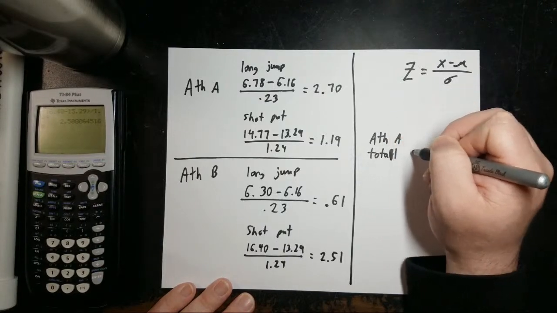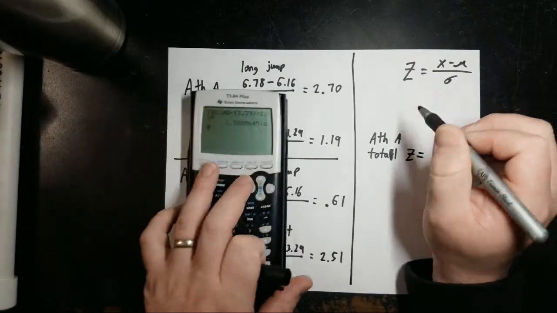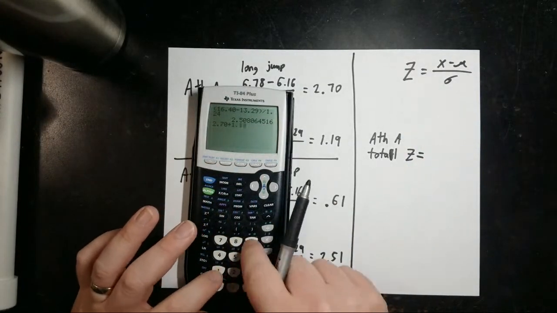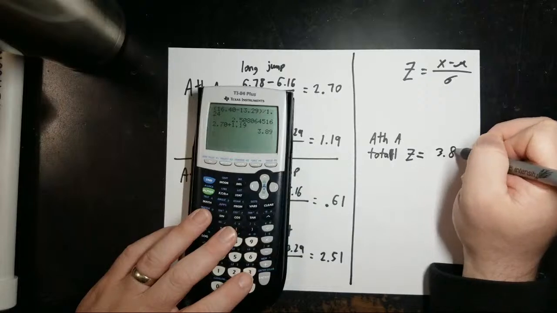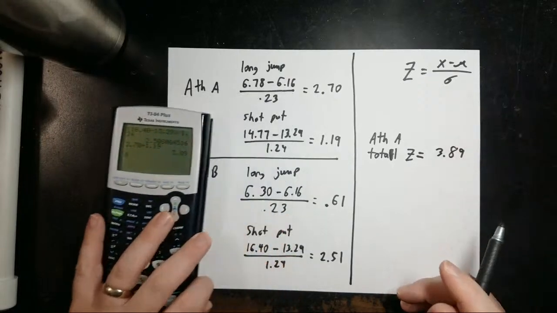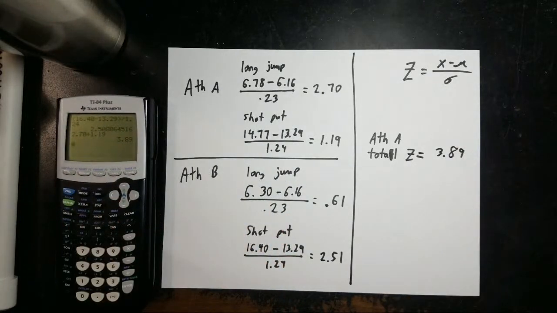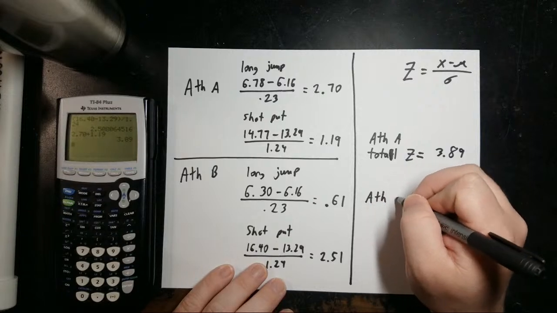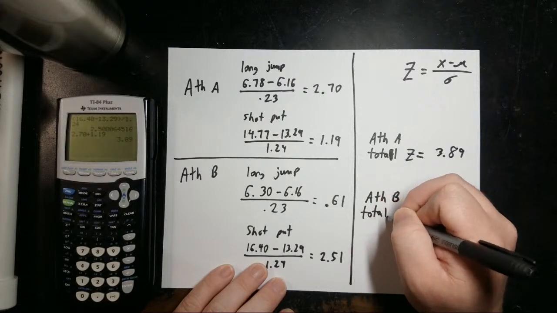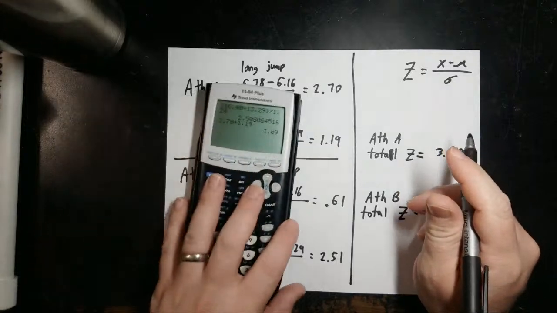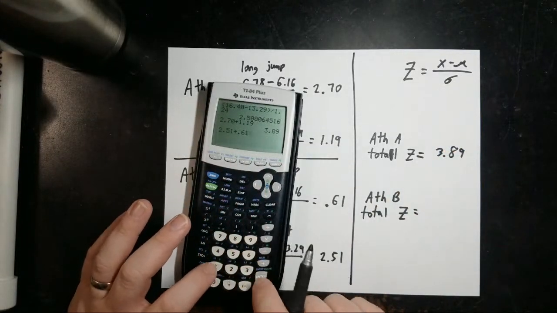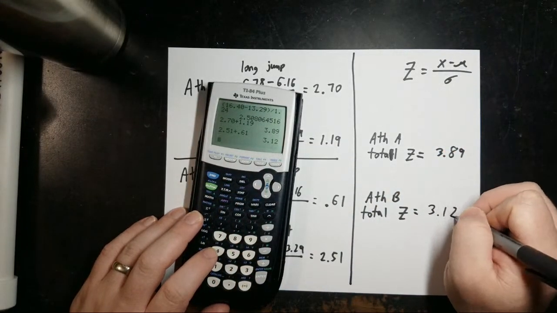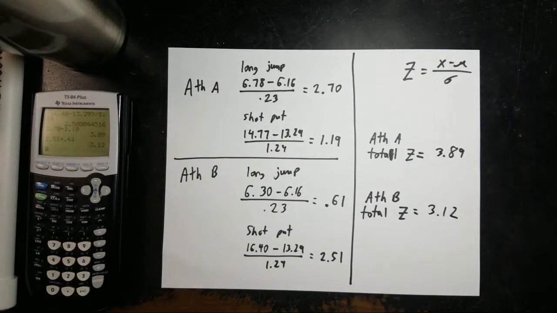I can spell total today. Total z for athlete A was 3.89. Athlete A was a combined 3.89 standard deviations above the mean in terms of the two events that they competed in. Athlete B was only 3.12 standard deviations above the mean.